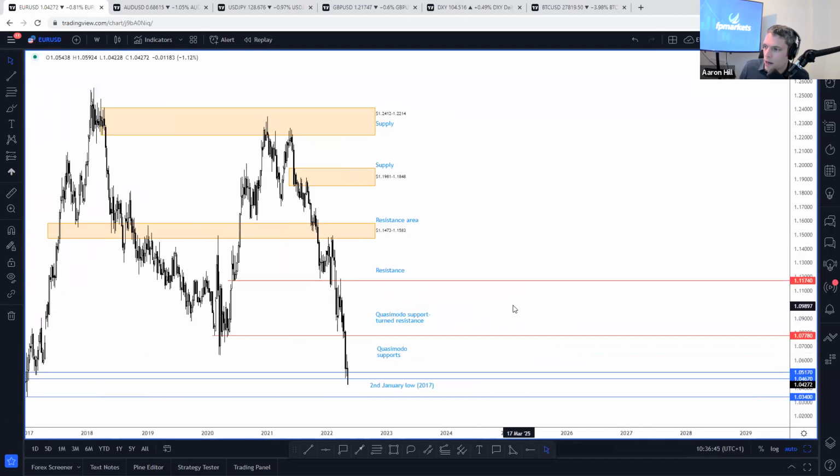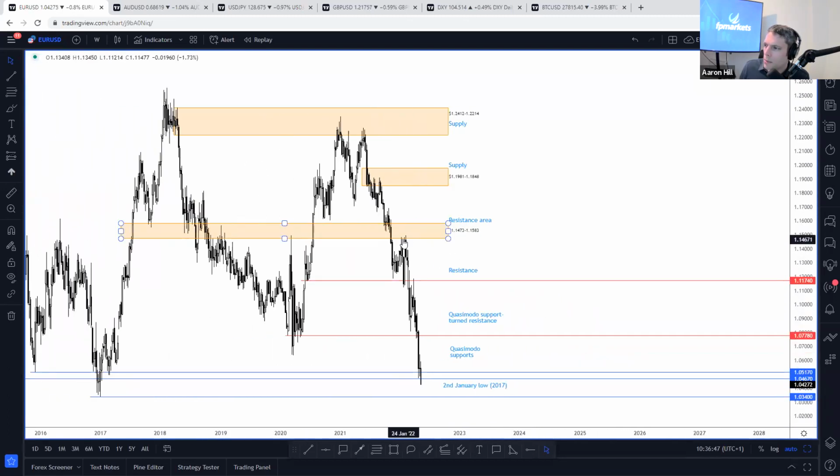Now, anyone that follows my analysis will note I can remember talking about the euro up here and saying, look, it doesn't look good for the euro right now on the weekly time frame, because we've broken a steep trend line, we've broken clear higher lows, and we're now testing the underside of a key resistance area at 1473, 1583, right? So everything was telling me, okay, the euro is potentially going down.